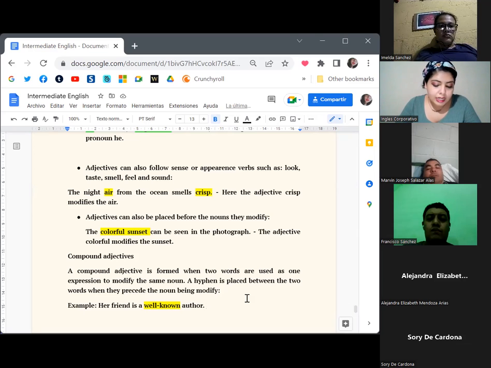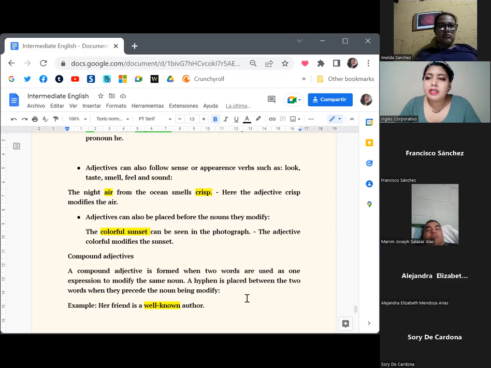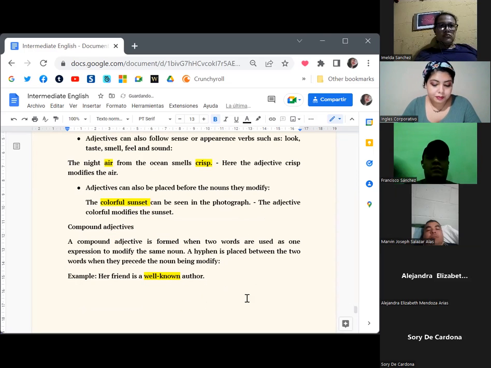Then in most cases, a hyphen is not used between the two words when they follow the noun being modified. We can add the hyphen in the middle of the expression, but in some cases it is not necessary.